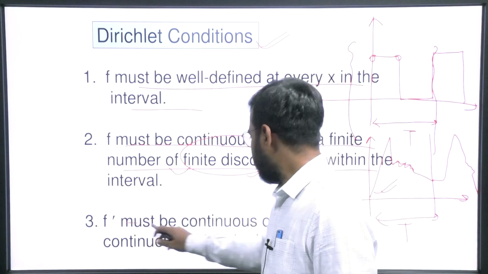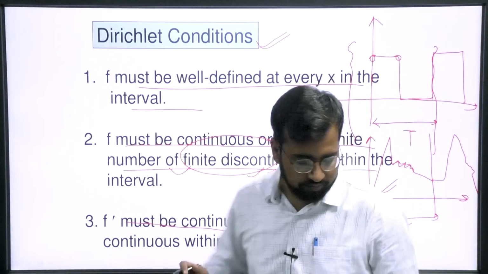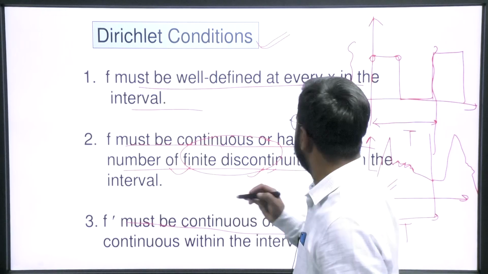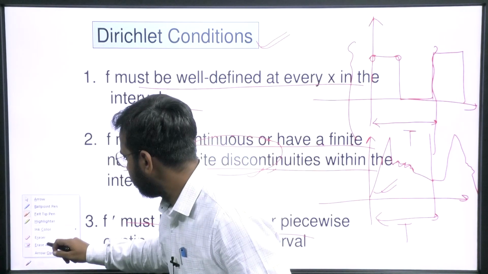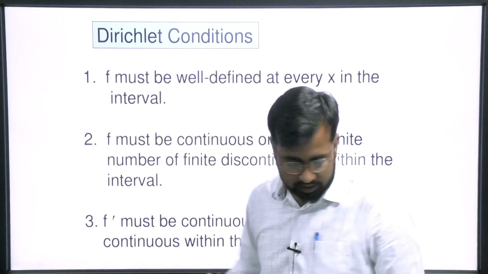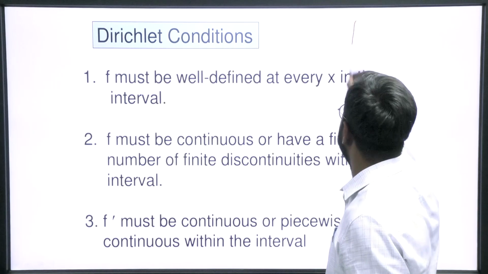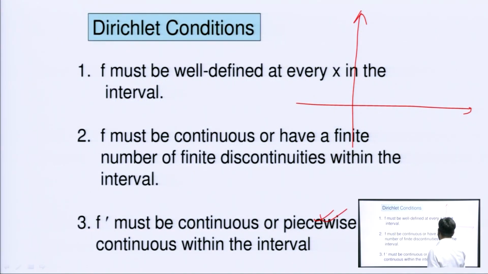Third, f dash must be continuous or piecewise continuous within the interval. What does it mean? See, the third condition says that, for a signal, the function must have countable maxima or minima. The function must have countable maxima or minima.